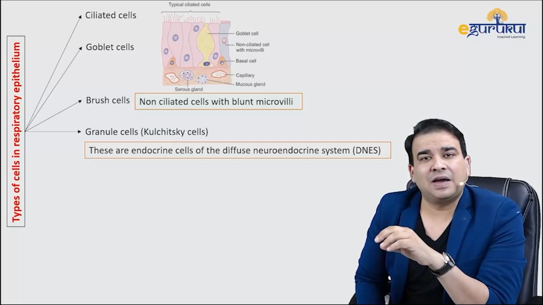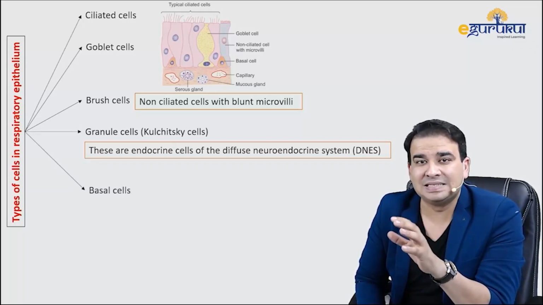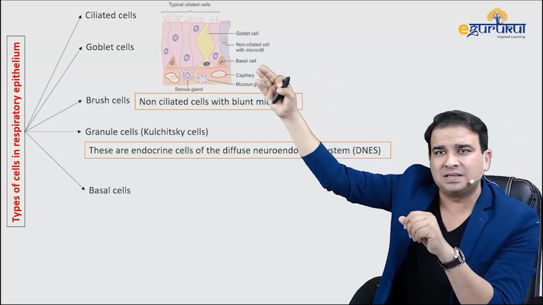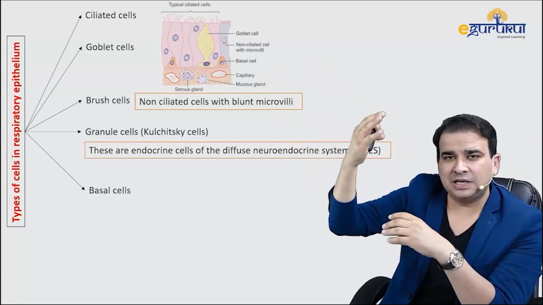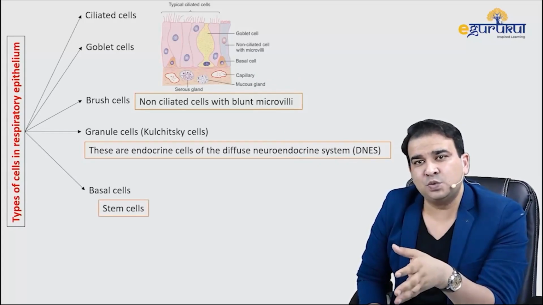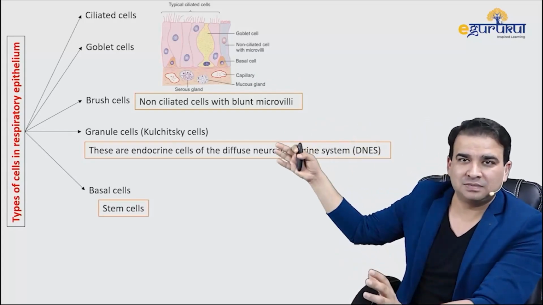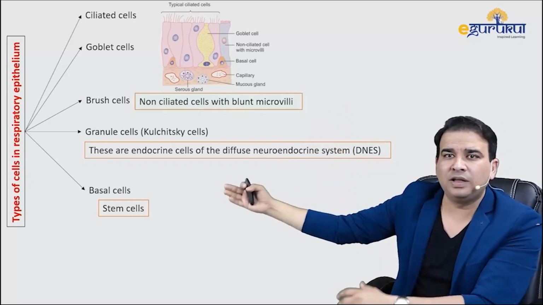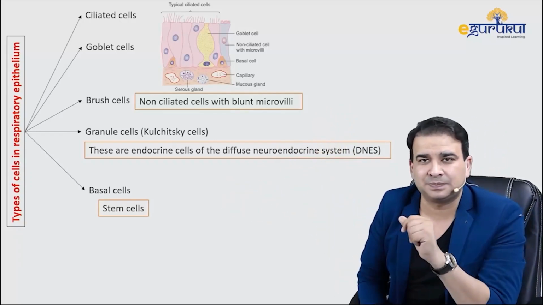Another type of cell that we have in the respiratory epithelium is the basal cell. Again, you can appreciate from that picture the basal cells, which are squeezed at the base and are not reaching the apex. These basal cells are actually the stem cells which will give rise to all the other kinds of cells. Whatever other kind of epithelial cells we have in this lining epithelium, they're all derived from the basal cells. So they are the stem cells.